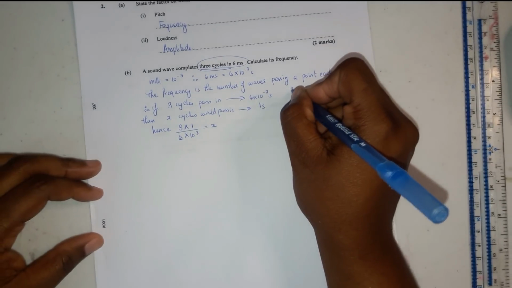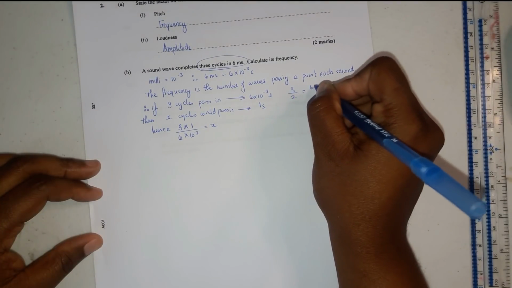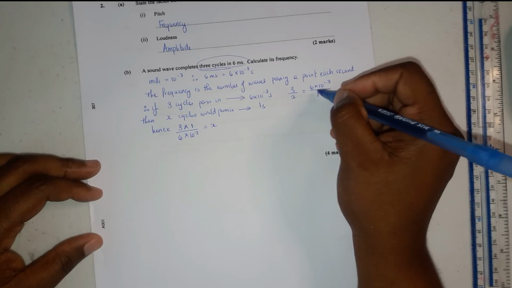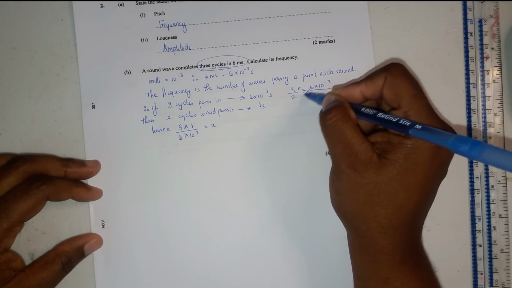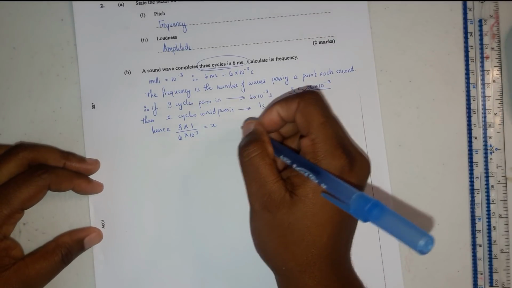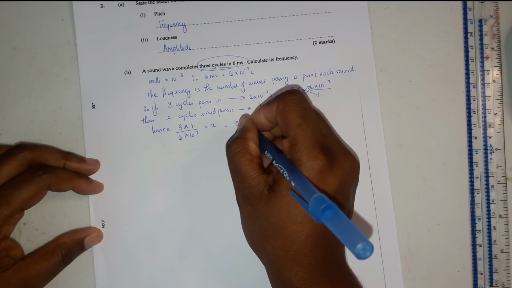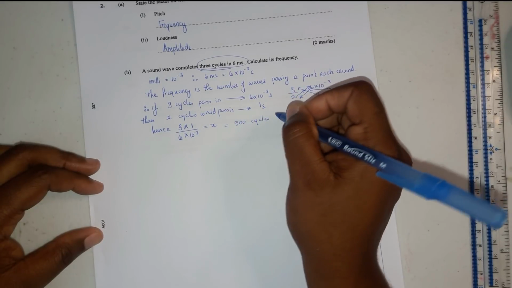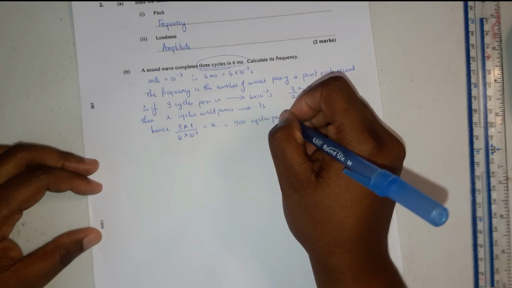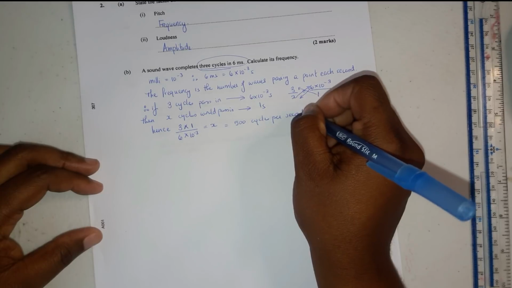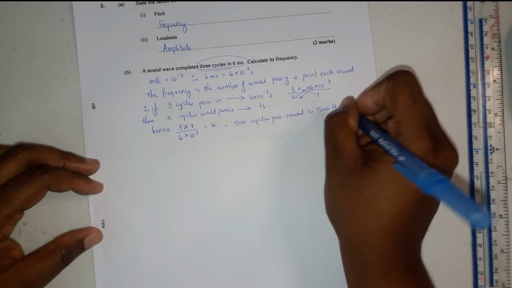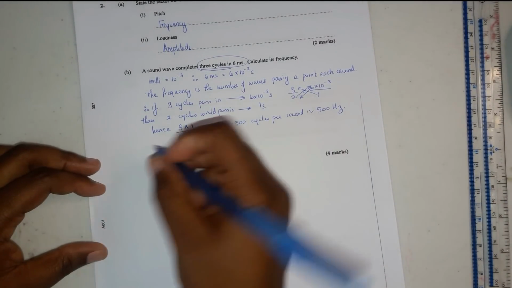Because remember, this is like saying 3 over x equal to 6 times 10 to the negative 3 over 1. You just cross multiply, so this goes up, this comes down, you want to get x back in the numerator, so it goes up. And so this will give us 500 cycles per second, which is really translated to 500 hertz.